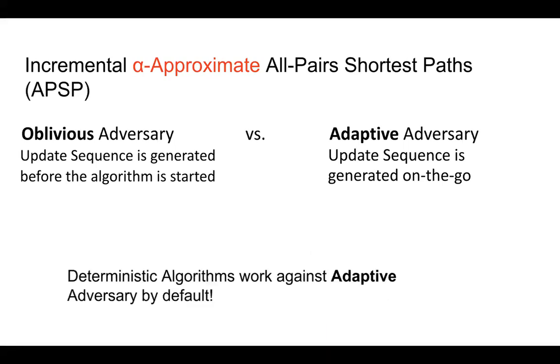Good. One thing to point out here, because we will present a deterministic algorithm: deterministic algorithms work by default against adaptive adversaries, just because they are always designed against the worst case sequence, and that's exactly what an adaptive adversary is going for. Okay. Let me briefly summarize also the state of the art and then jump right into our contribution, and then I'll talk a little bit about the techniques.